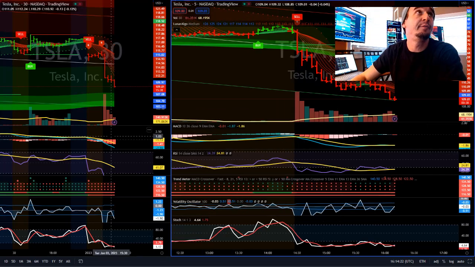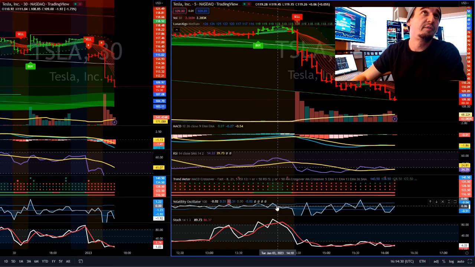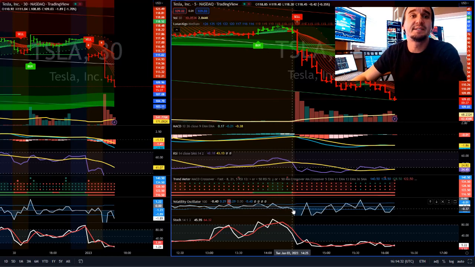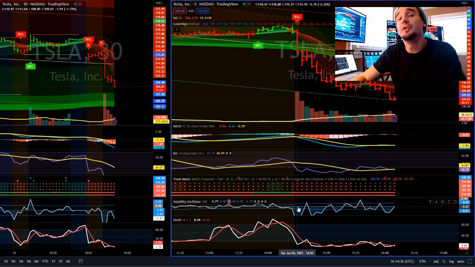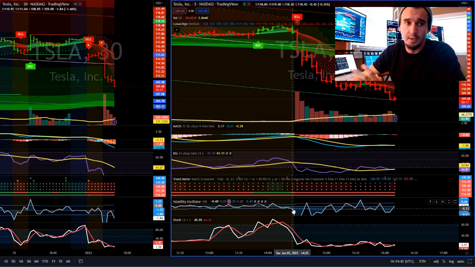So again, we'll do one more run through. MACD negative, RSI below the 50, all red dots on the trend meter, and we're waiting for our volatility oscillator to pass the bottom line. Once it hits that bottom line, it is a go. You can enter into put positions with options, or short positions if you're buying a stock, or if you're selling futures, whatever trade it is that you're making.